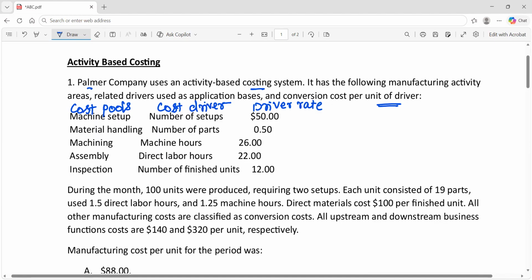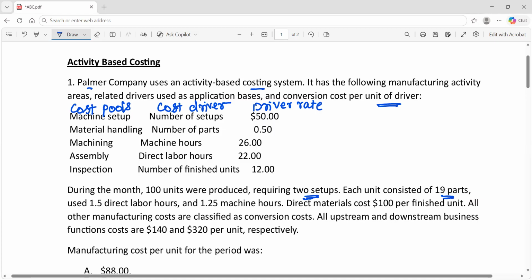During the month, 100 units were produced, requiring two setups. So what does it mean? Totally, during the particular month, we produced 100 units. And for producing these 100 units, we require two setups. So for one setup, we produced 50 units, right? So we set up the machine for production. We produced 50 units. And then for the next 50 units, again, we have to set up the machine for production. Next, each unit consisted of 19 parts.